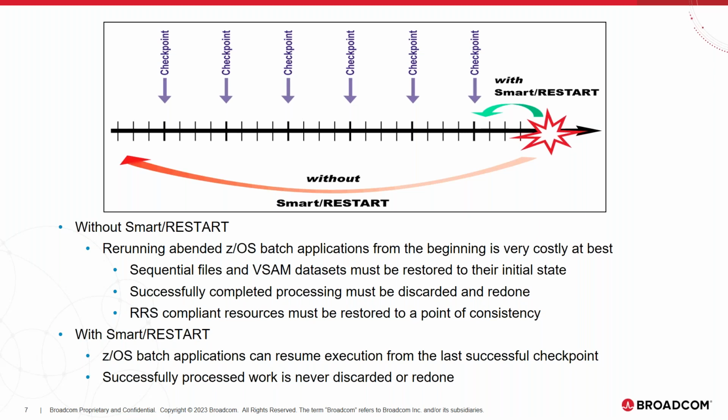And I want to underline that these checkpoints are not the execution steps in JCL. They are data. So it's not like just removing some step from a JCL and submitting again. And on the lower part of the diagram, you see how it would run without Smart Restart. You would submit a batch job that took an error, and it would do all the work from the beginning.